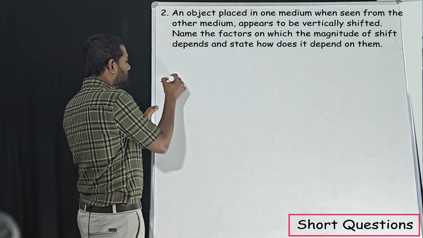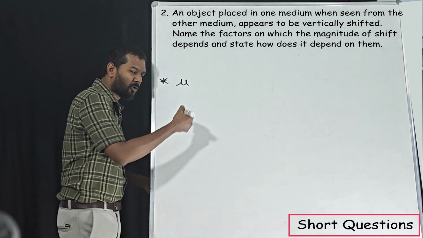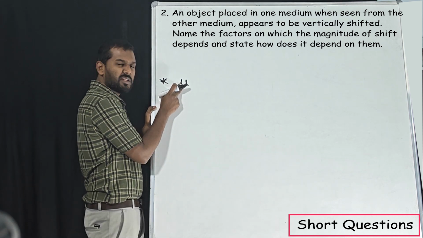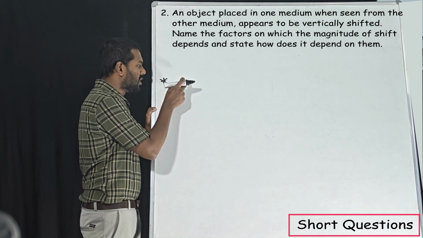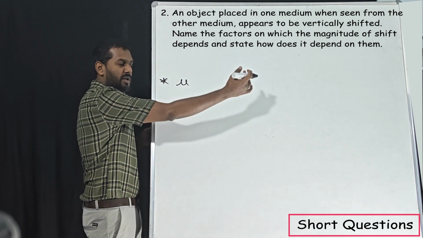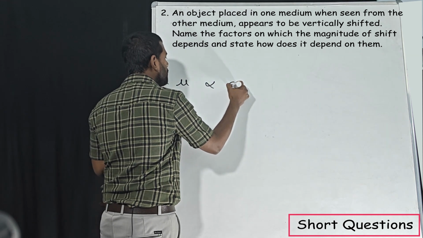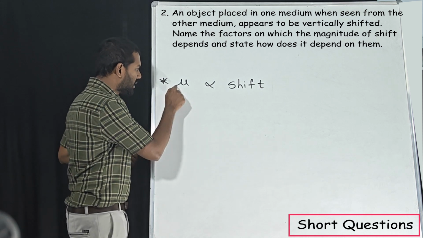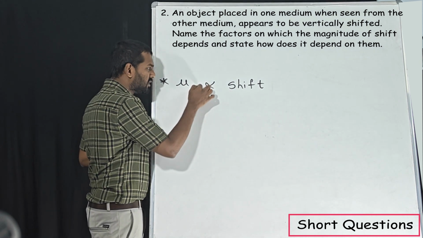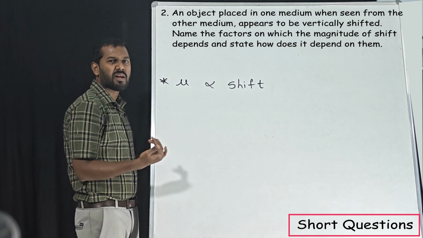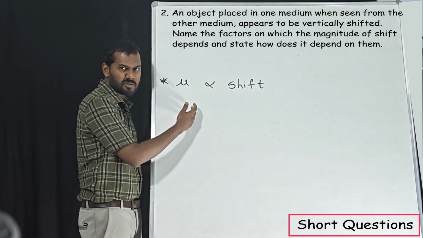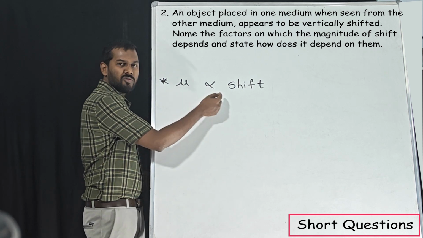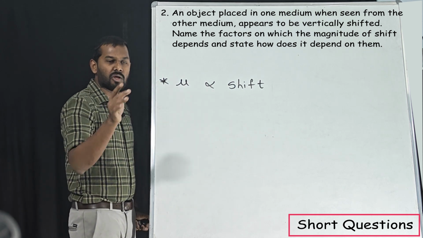So first one, refractive index. I'm going to use the symbols. Don't use the symbols in the board exam. This is the symbol for refractive index. You have to write it in full form. Refractive index is directly proportional to shift. So how you have to write it in the exam? Refractive index, full form. This symbol also you should not use. This is for our reference. You should know how to use the symbols, because these will be used in some derivations, so you need to understand. That's why I'm using these symbols, but in the exam you should not use it.